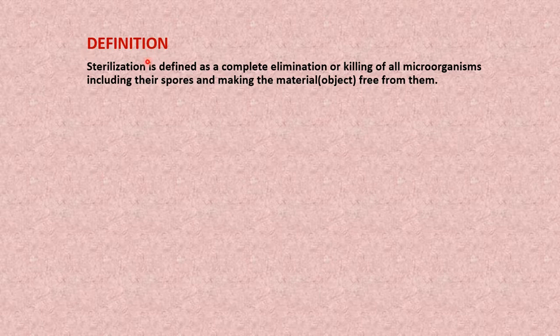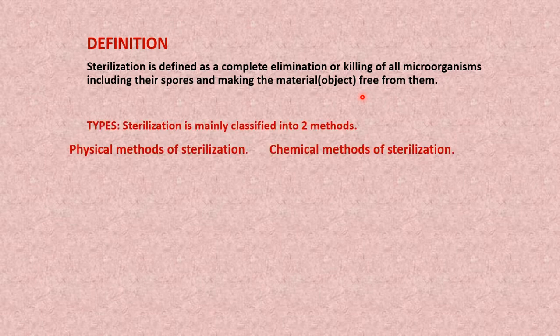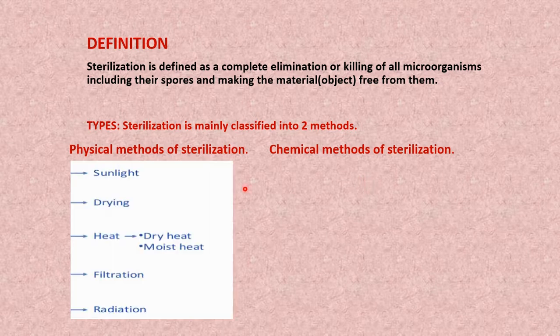As we know, sterilization is defined as the complete elimination or killing of all microorganisms, including their spores, and making materials free from them. And as we know, there are two types of sterilization: one is the physical method of sterilization, and the other is the chemical method of sterilization.